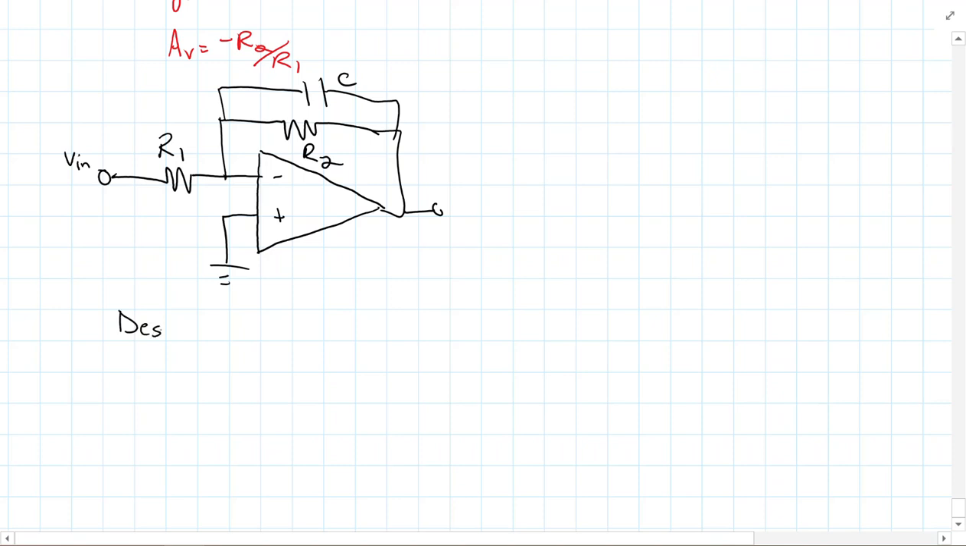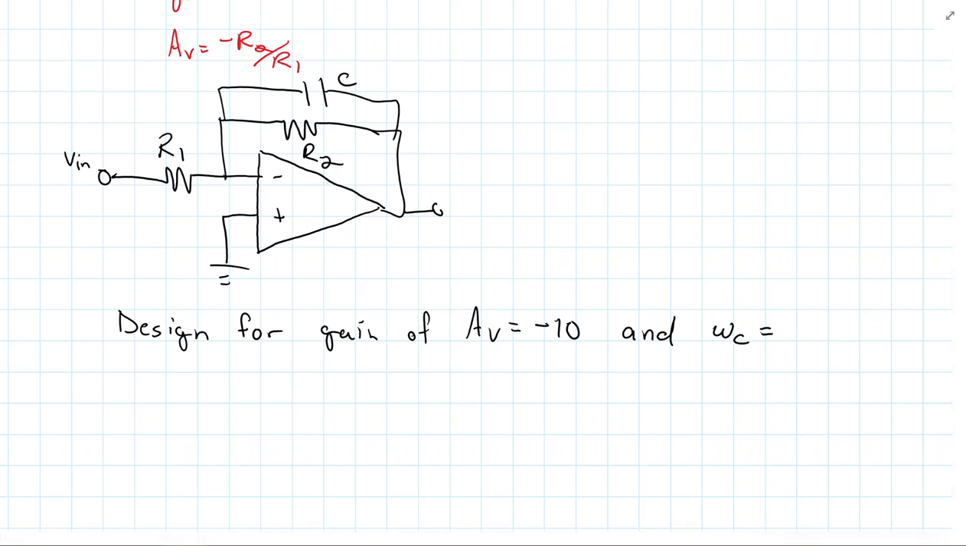Let's design for a gain of -10 and a cutoff frequency, and let's just say this is going to be a high pass filter. Let's just say that the cutoff frequency here is 50 kilorads per second. Now again, on an exam or even homework assignments, be very careful to see whether you're given a specification in radians per second or in hertz, because obviously that's going to change your equations here.